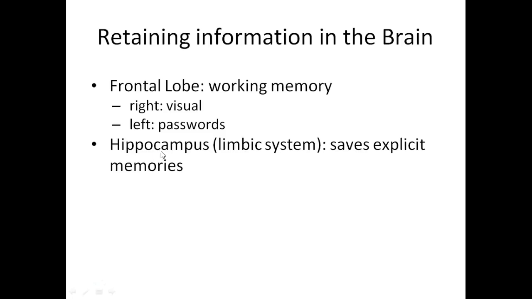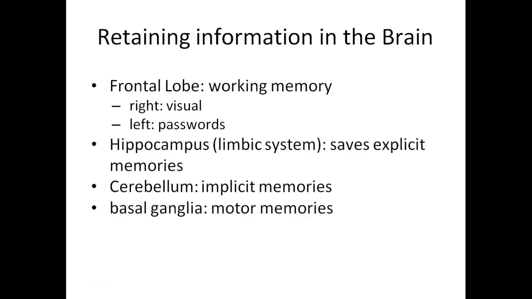The second part that retains information in your brain is a part called the hippocampus, which is located in your limbic system. And this is where it saves the explicit memory, so facts. When was JFK assassinated? And then your cerebellum stores your implicit memories. So those are the things like movement, for example. And then we have the basal ganglia, and that, again, works well with the cerebellum in controlling your motor memories, so how to move your body and actual motor skills.